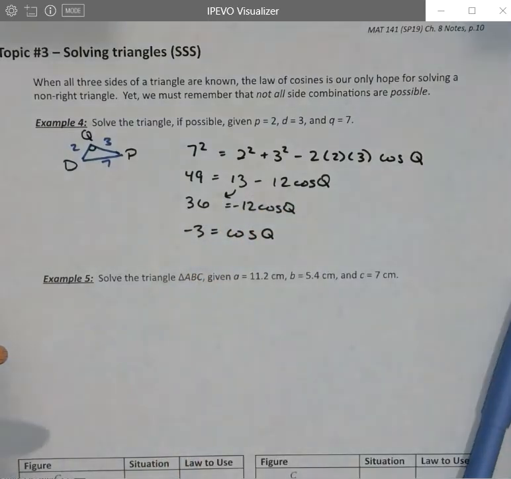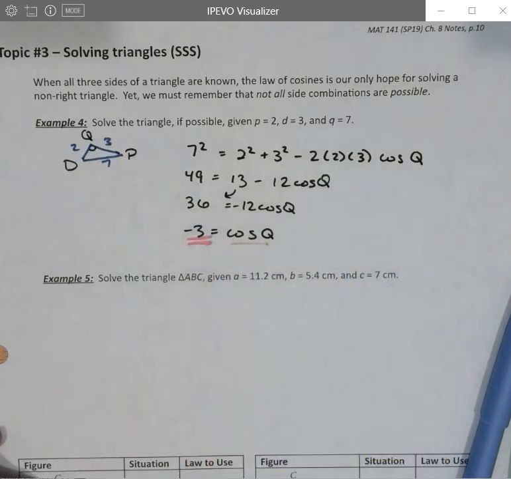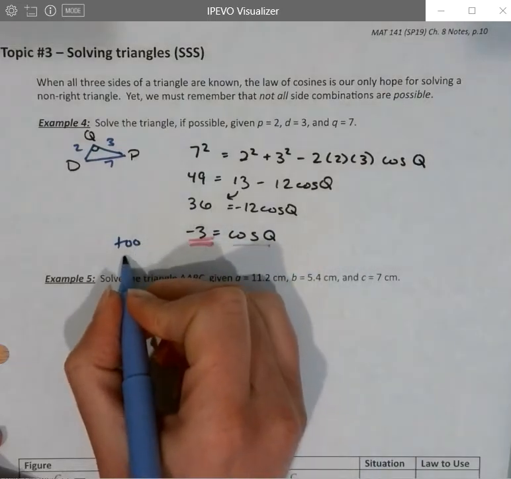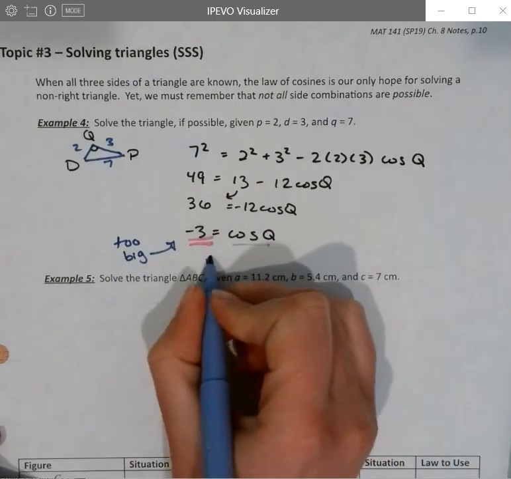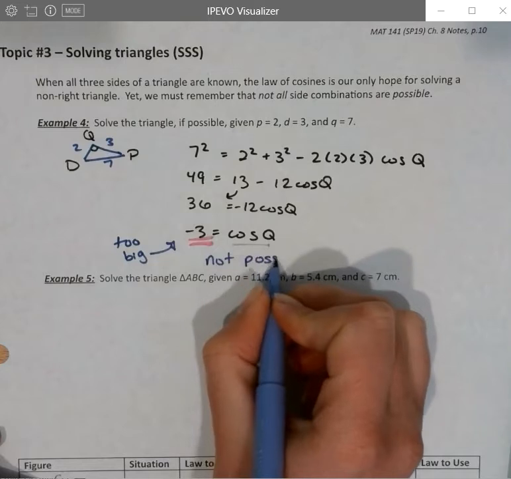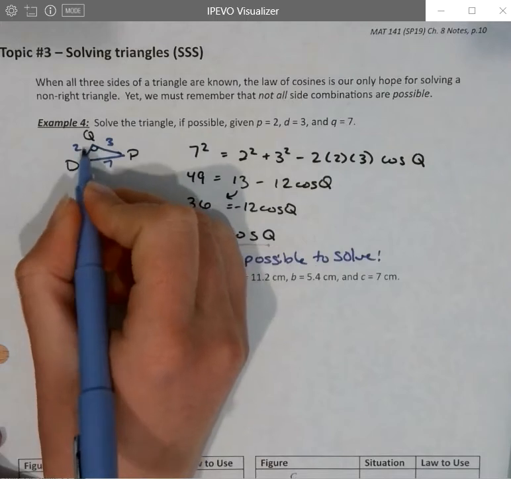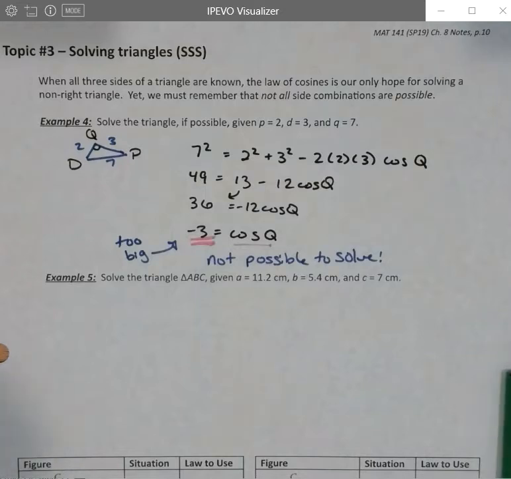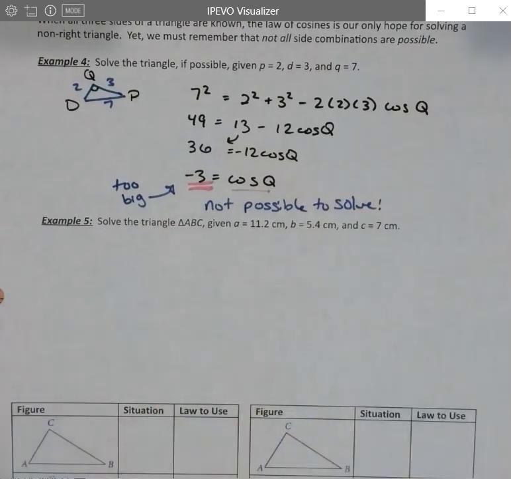And so I can see that right here, this triangle is not possible because this is too big. Remember, cosine has to be between negative 1 and 1. This is too large in magnitude, so I don't want to say too big or too small, but it's too big for cosine. It would need to be between negative 1 and 1, so this triangle is not possible to solve. So it means that you cannot connect a side of 2 and 3 inches with a side of 7 inches. Just not possible. The side is too long, or it's just not going to work. There's no possible angle combination that's going to work. So let's try it again in the next one.